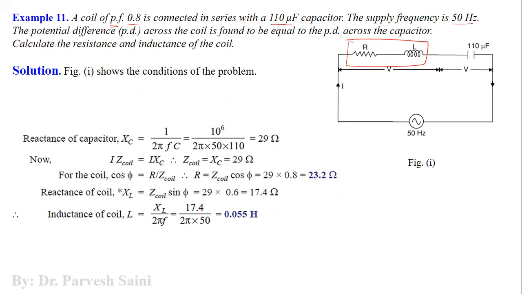The supply frequency is 50 hertz, and the potential difference across the coil is found to be equal to the potential difference across the capacitor. So that means the potential difference here and the potential difference here is same. Now we have to calculate the resistance and inductance value.